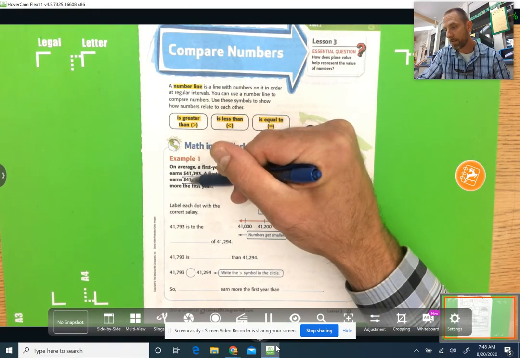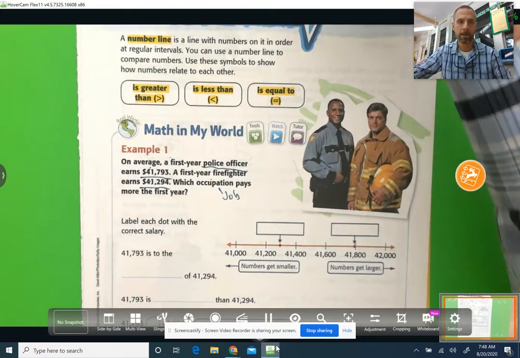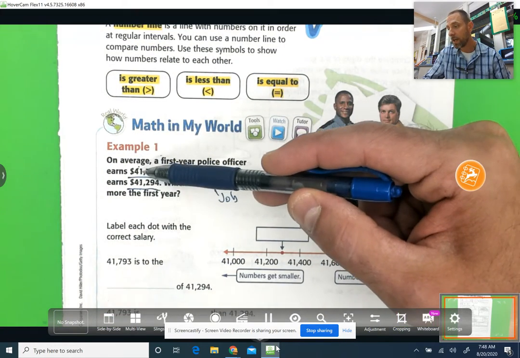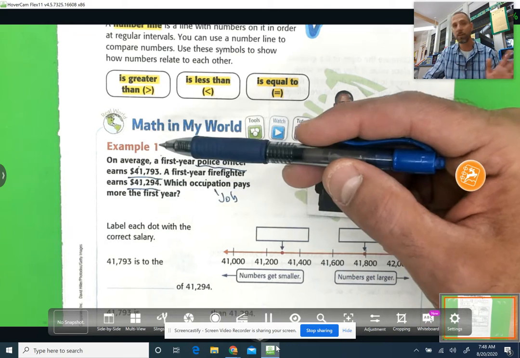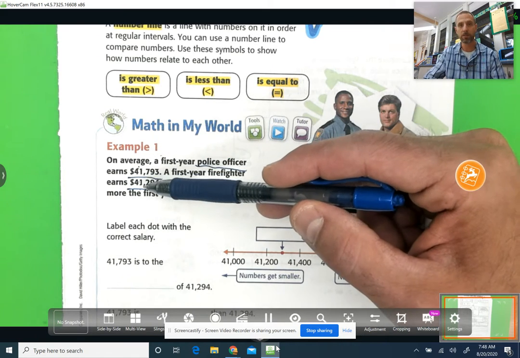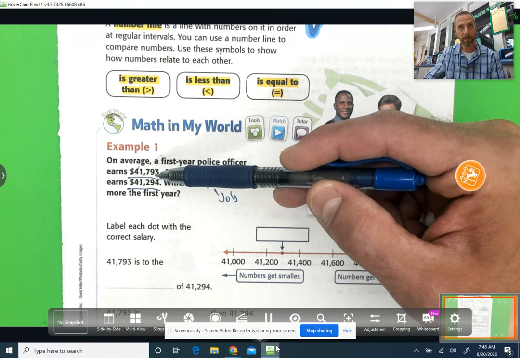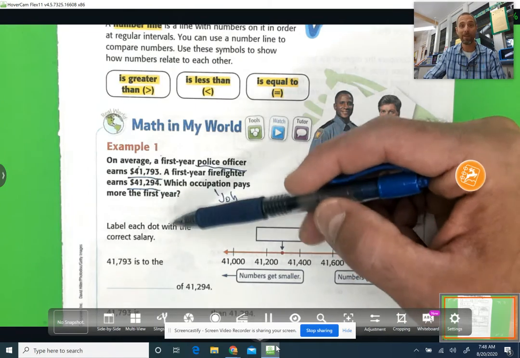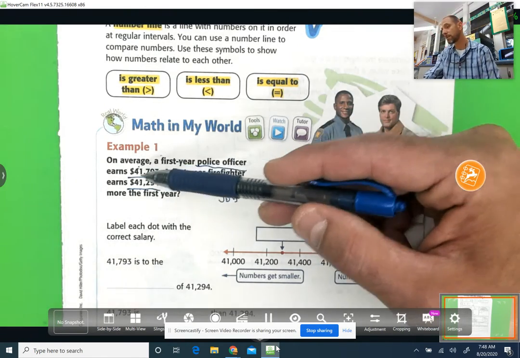I'm looking at the 10,000s place. The top digit and the bottom digit are the same. Okay. I'm looking at the 1000s place. The top digit and the bottom digit are the same. I cannot use either of these place value positions to compare numbers because they're the same number. And as we move through, if they continue to all be the same, I know I have two numbers that are equal. So let's look at the hundreds place.